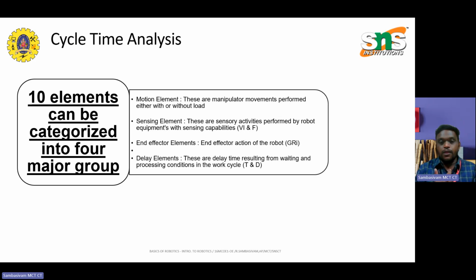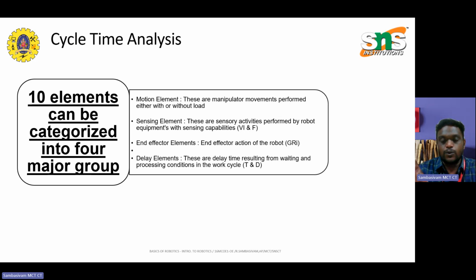Then the sensing element. These are the sensory activities performed by the robot equipment with sensing capability, like vision and force. Whether the object is there or not, how much it has to be obtained, and whether the object is present or not has to be identified by these conditions using the sensing elements.